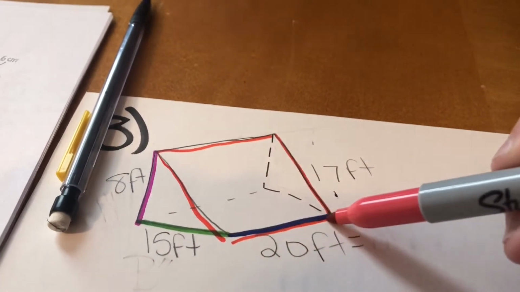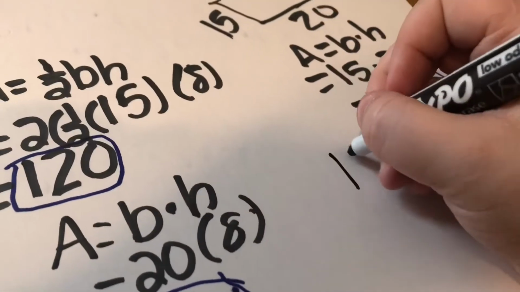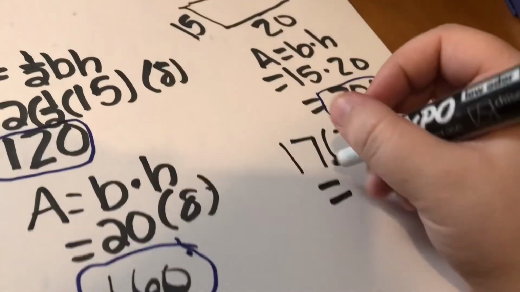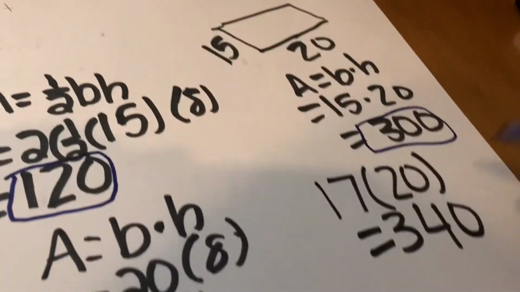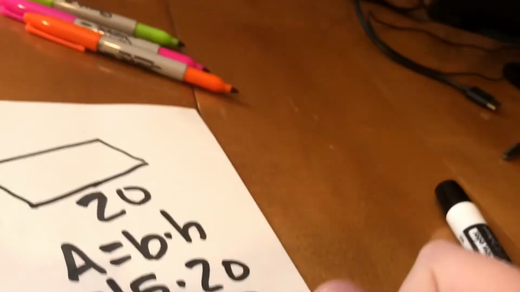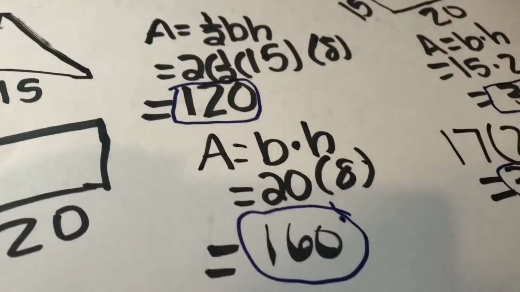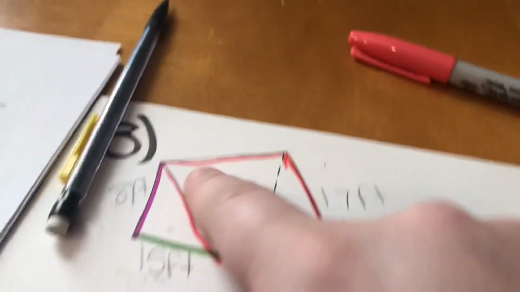So here is this one. So it's 17 and 20. So that should be 17 times 20, which should give us 340. So now we have this one. So we have 120, 160 for this shape, 300 for this shape, and 340 for this top one.